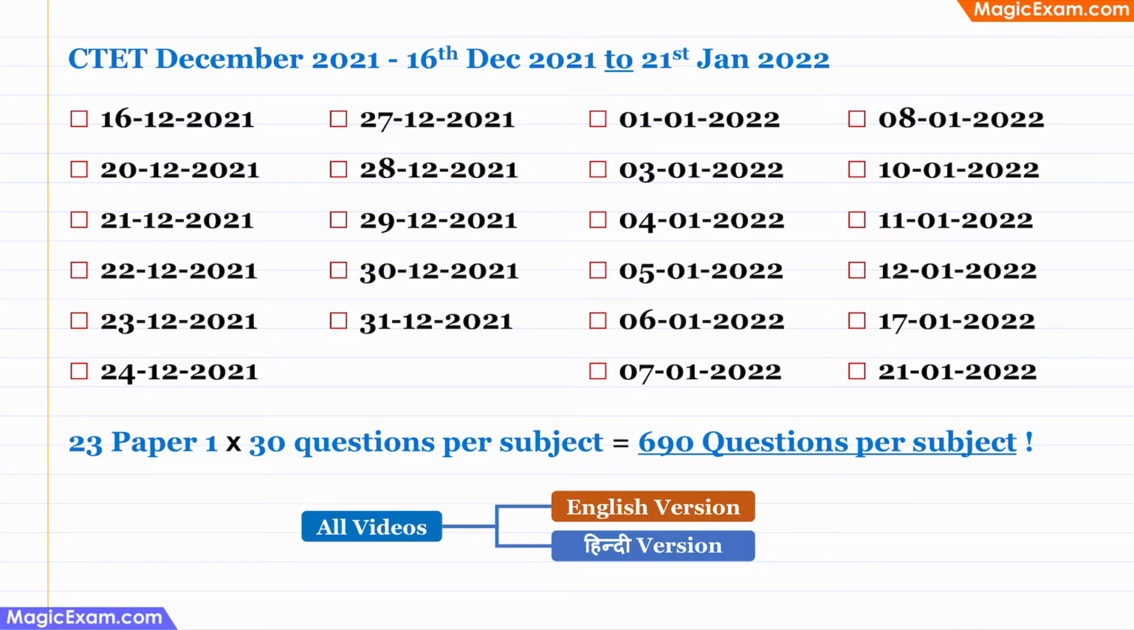The CTET December 2021 examination was held in an online mode from the 16th of December of 2021 till the 21st of January of 2022. So there are 23 different versions of paper 1 from the December 2021 examination.